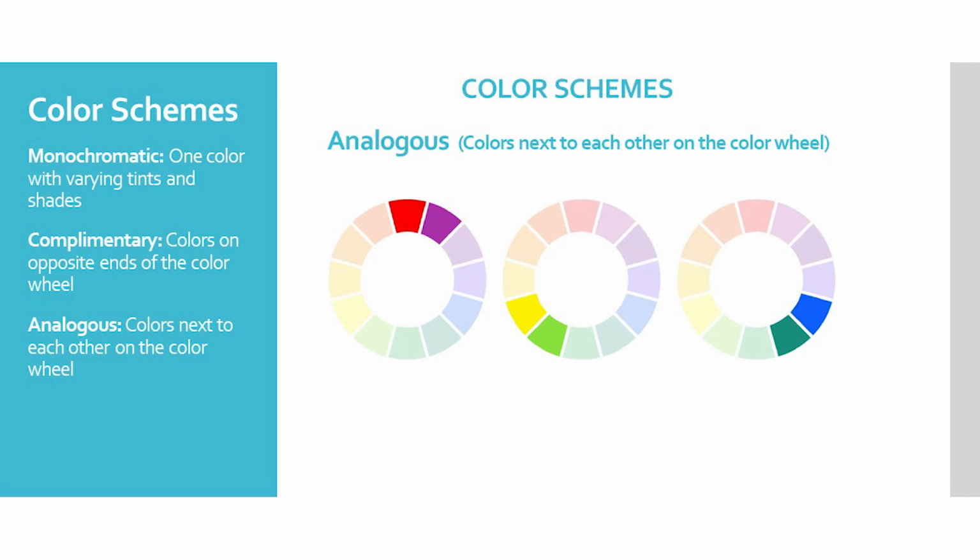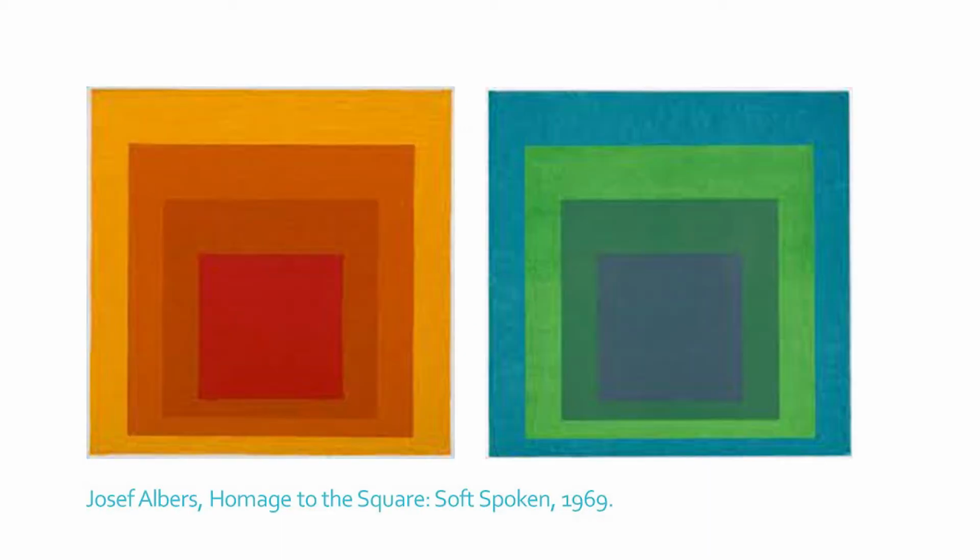So that was complementary. Another kind of color scheme is analogous, which are colors that are next to each other on the color wheel. And I didn't do every combination here. I just did a couple. So let's look at a work of art that has analogous color schemes. These are Homage to the Square, Soft-Spoken, and this is part of a series by Josef Albers.